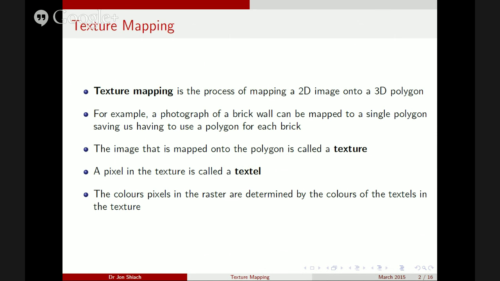The image that is mapped onto the polygon is called a texture. Okay, the image can be anything as long as it's what we call a bitmap, as long as it's like a raster. So photographs, it could be patterns, could be anything.